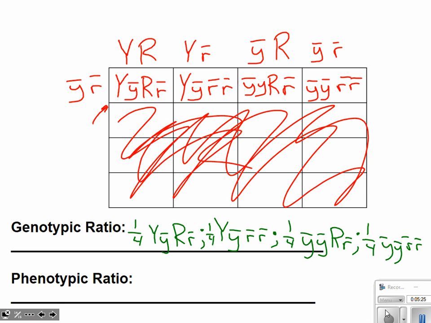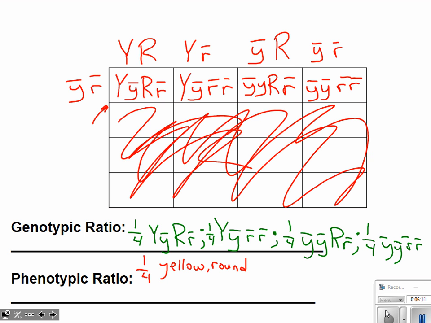Now, what is a phenotype? Brandon? The physical appearance. So let's look at the very first one right here. What is the physical appearance of that? It is heterozygous for both. Okay, so what is it? Yellow and round, right? Are any of the other ones yellow and round? No, so what's my ratio? 1/4.